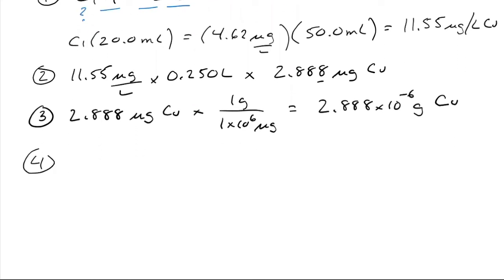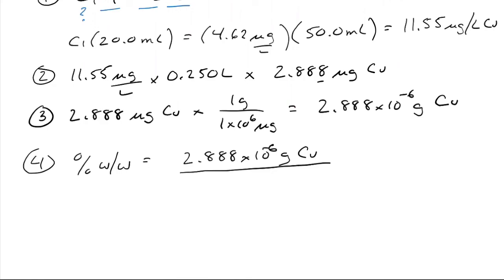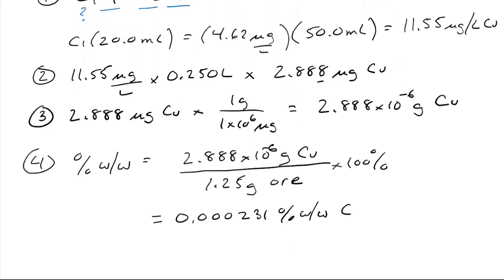So step 4 would be to do the percent by weight calculation. So percent weight by weight is going to be the mass of our analyte, the mass of the copper, 2.888 times 10 to the minus 6 grams of copper, divided by the sample mass, 1.25 grams of the ore, times 100%, and that is going to equal 0.000231% by weight copper in the copper ore sample.